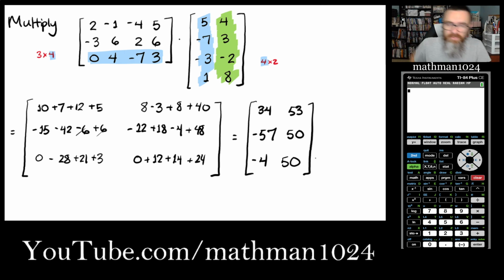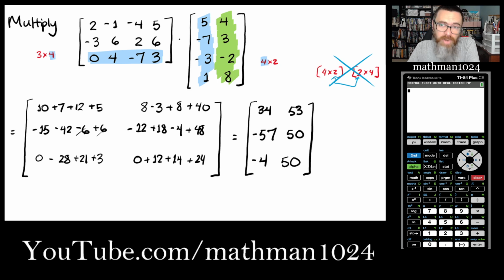Now you'll notice that if I wrote these in a different order, I wouldn't be able to do the operation. Because if I swap these around and I have the 4 by 2 first times something that was 3 by 4, because these guys aren't the same, I wouldn't actually be able to do that product. So you've got to pay very close attention to that. In the next few videos, we're going to be talking about how multiplication is not commutative. So you've got to pay very close attention to the order.